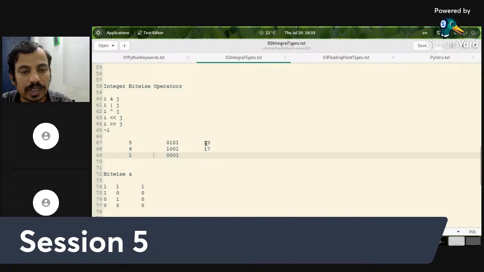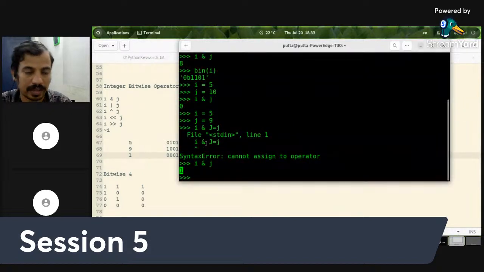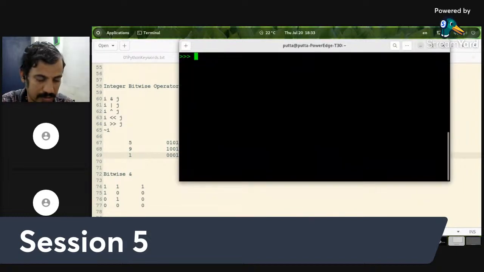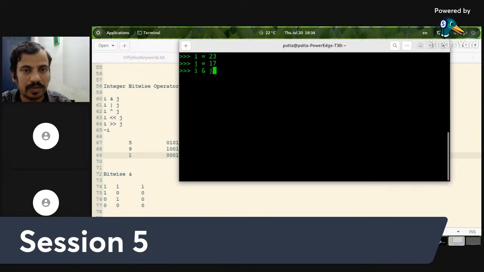Like that, find out 23 and 17 and tell me the result. What is I and j if I were 23 and j were 17? I is equal to 23, j is equal to 17. To find out the value, you would run I and j. What is the result of I and j?